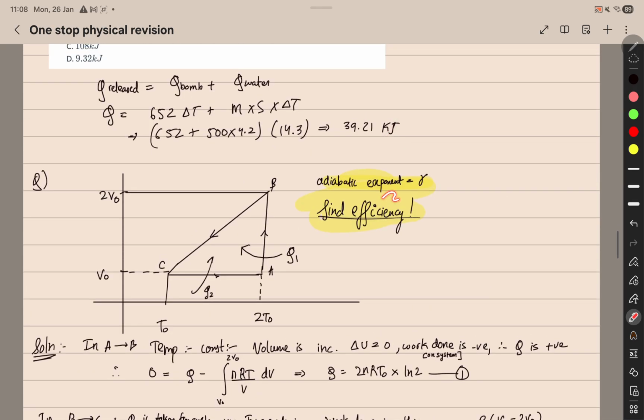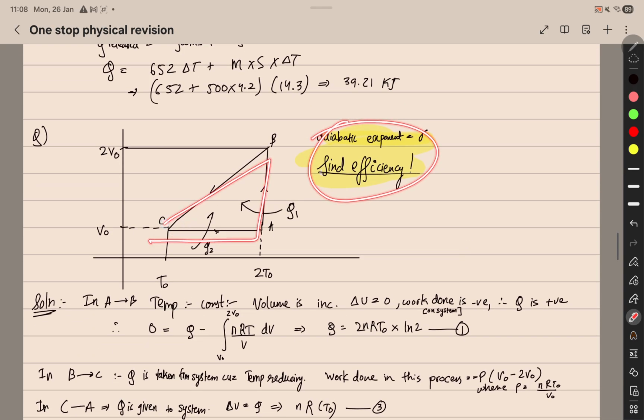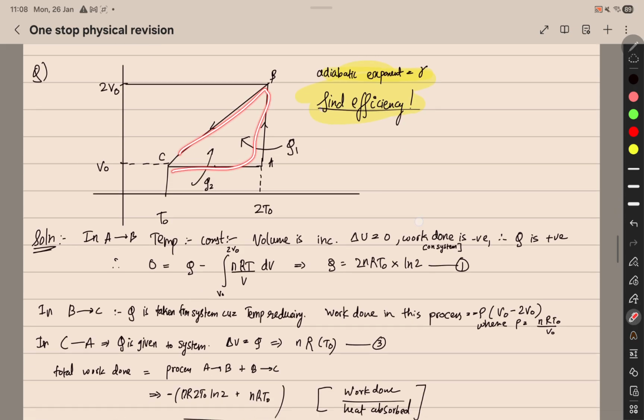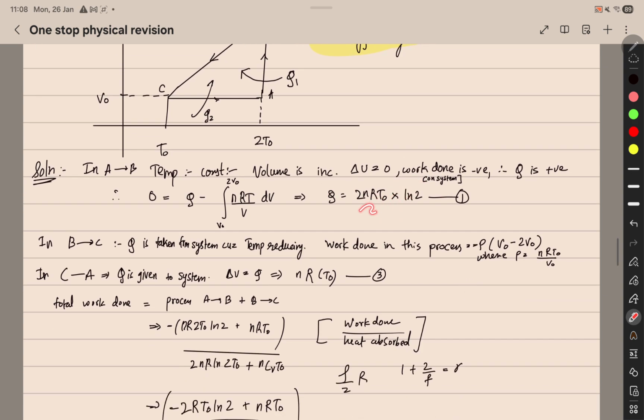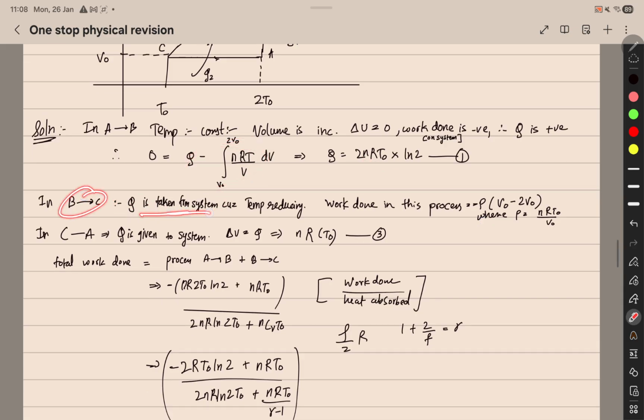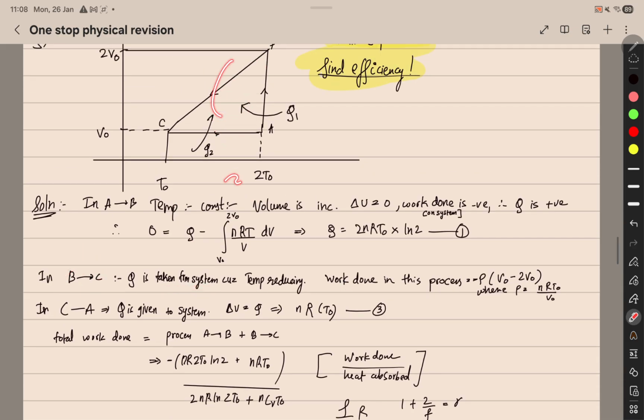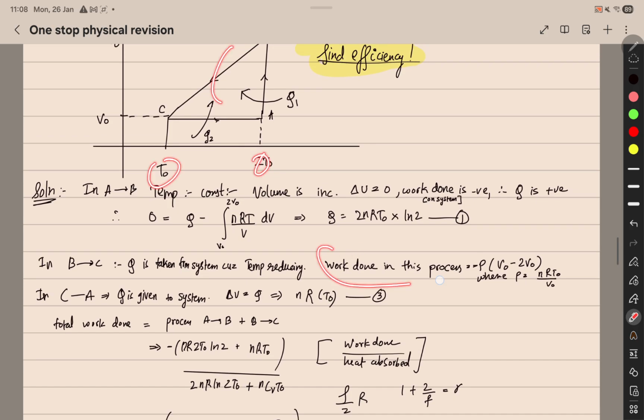Okay, then we have the efficiency of this cyclic process. So A to B, we analyze that delta U is 0 because temperature is constant, work done is negative, and Q is positive. So from here we can conclude that Q is equal to 2 nRT naught ln 2. B to C, Q is taken from the system because the temperature is reducing from 2T naught to T naught, and the work done in this process is P into V naught minus 2V naught, where pressure is equal to nRT naught by V naught.